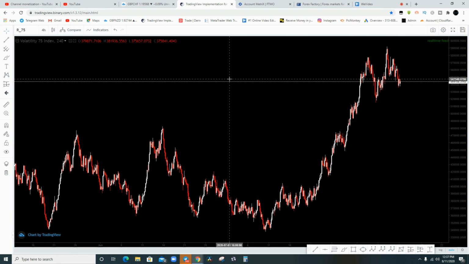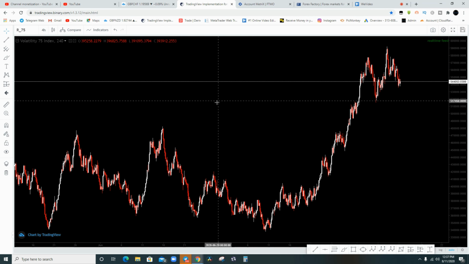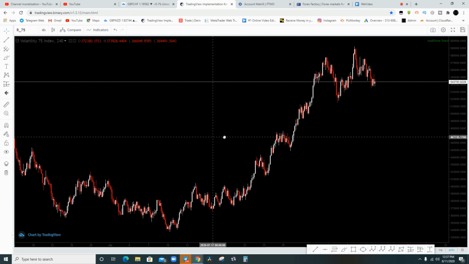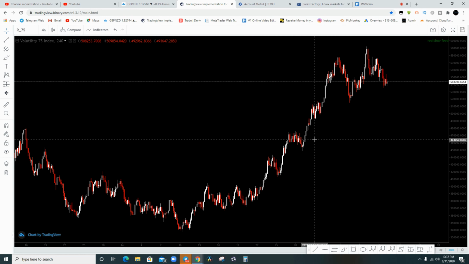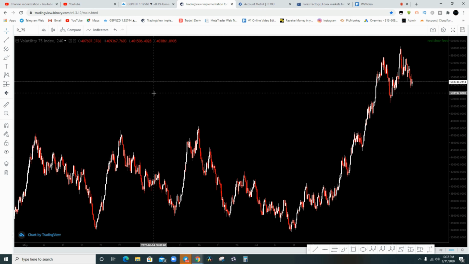Yeah, hello everybody, Israel the trader speaking. So right here it is what you call volatility 75, and this is the 4 hour time frame. I will tell you my opinion and perspective towards what's going to happen in the coming days or in a few days, right? And as you can see, this is the 4 hour time frame.